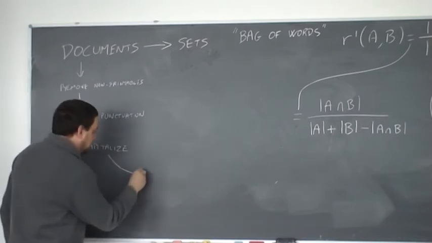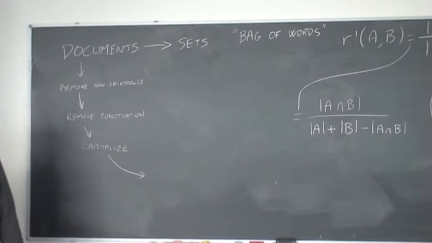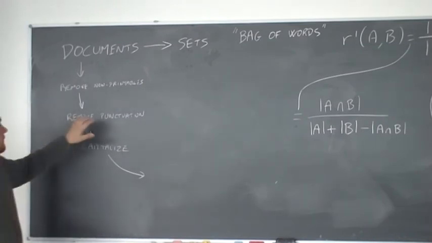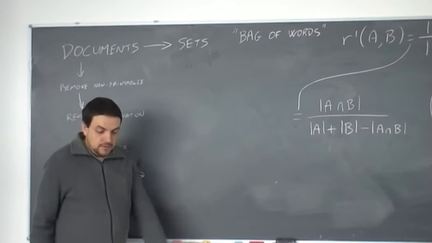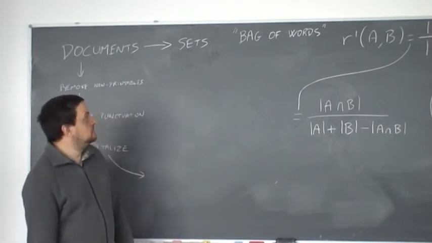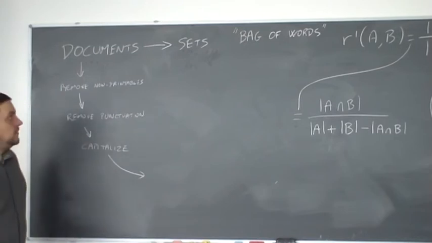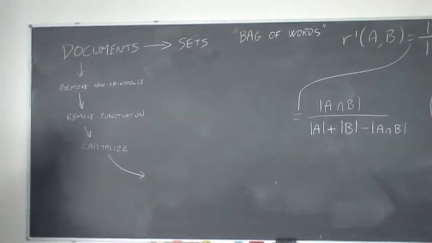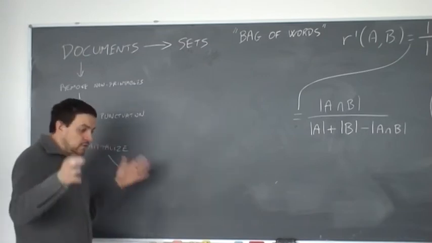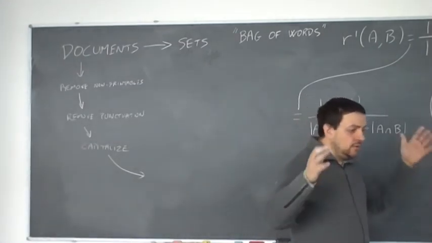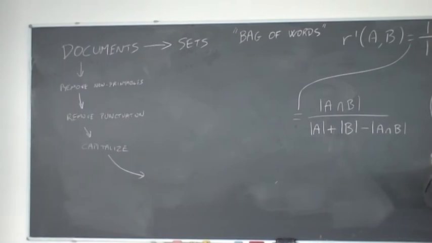Now, another important point is this. See, here in a set, if a word appears 100 times, you are actually collapsing these 100 instances of the word into one. You just want to see if the word belongs or does not belong to the document.